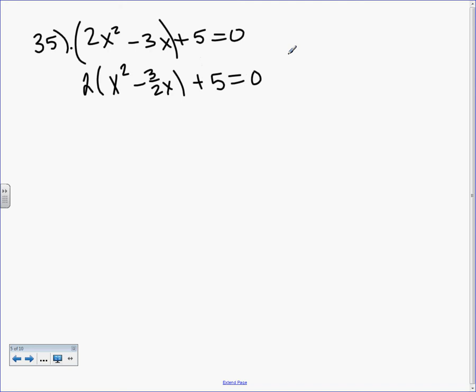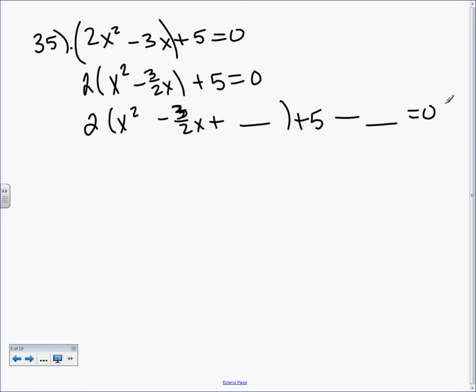So now we do what we did before. We do the blanks. x squared, 3 halves x, plus blank always, and then sometimes it's minus, but we don't have to worry about that today. Don't look at the numbers anymore. I want you to just tell me what the step is. Just tell me what I would do next. Take half of b squared. It's the same thing over and over and over again.